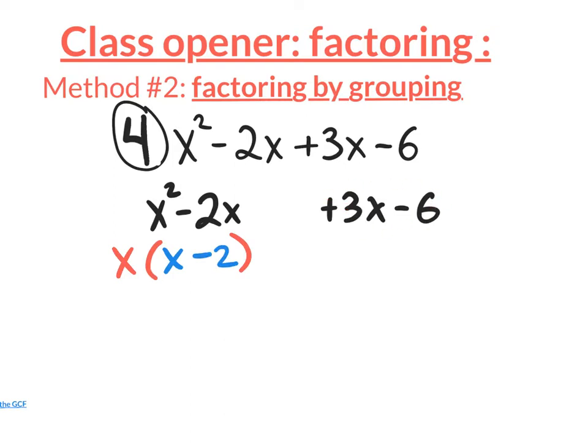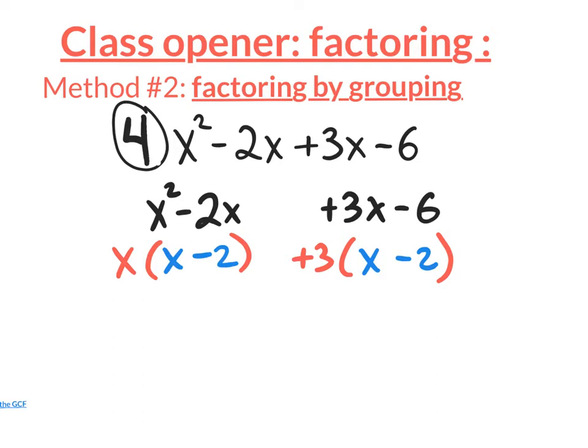Now let's take a look at the second group. What's in common in the second group? You have a 3x minus 6. What could you actually pull out? A 3, a positive 3. And if you do pull out that positive 3, what's going to be left on the inside? X minus 2. Now that is a really good thing.